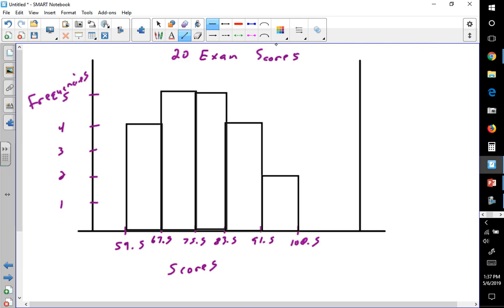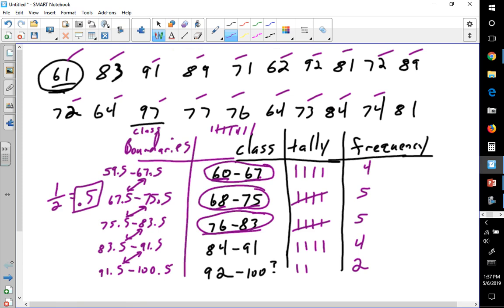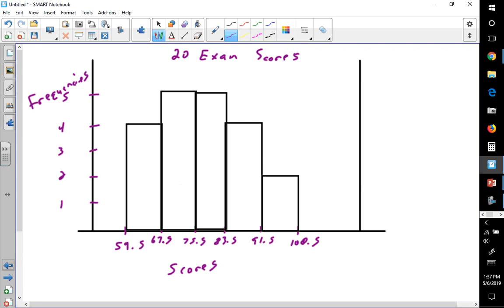Some graphs will have the relative frequencies on one side, the actual frequencies on the other. Sometimes we replace the frequencies with the relative frequencies, but one thing to note is the histogram is going to look identical. The only difference is going to be the vertical scale. So remember, for our first bar, if we go back to the relative frequency, that was 4 out of 20. That was 20%, or 0.20.